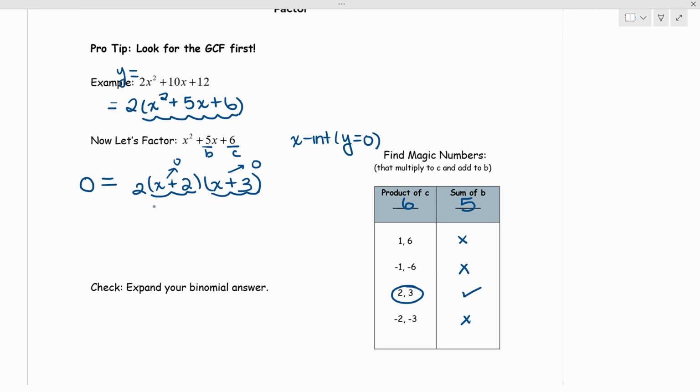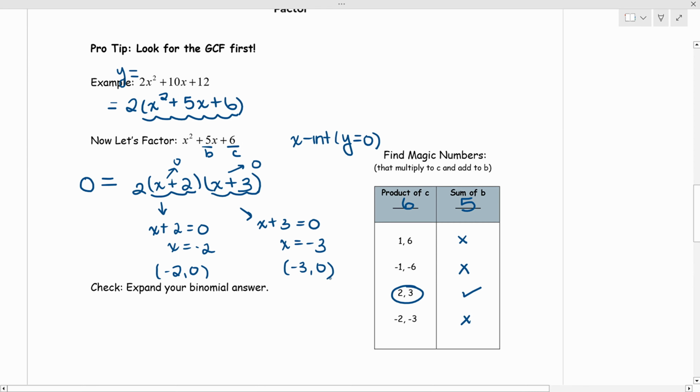Now, keep it simple. Just solve for x here. X plus 2 has to either equal 0 or x plus 3 has to equal 0. So x is equal to -2 and x is equal to -3. That means your x-intercepts are (-2, 0) and (-3, 0).